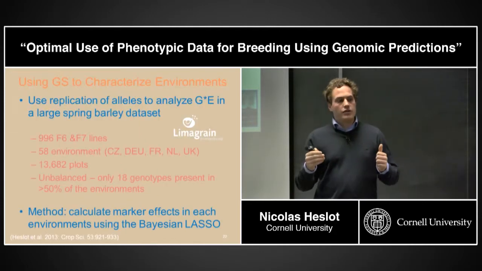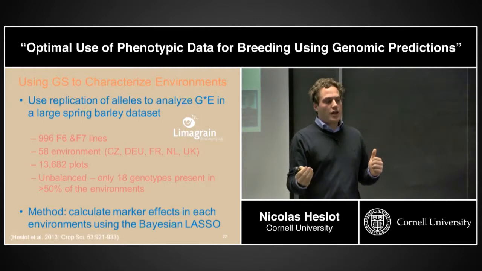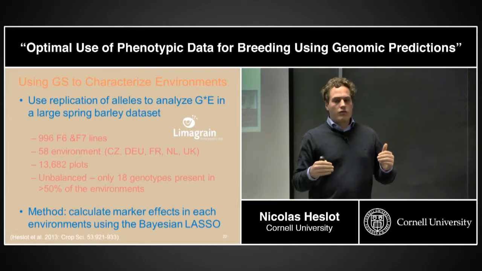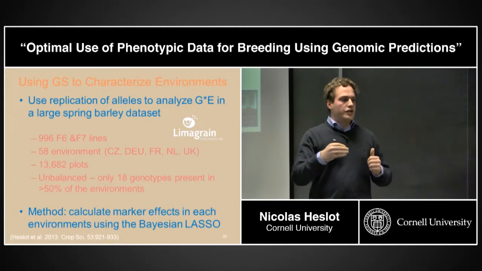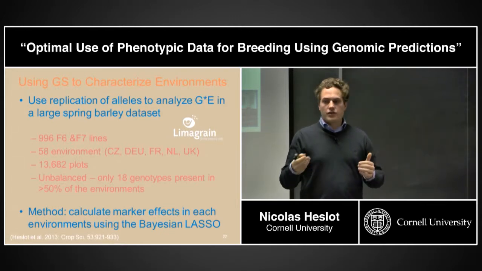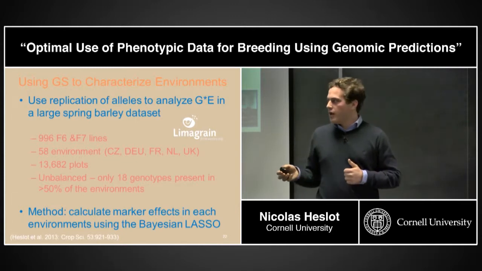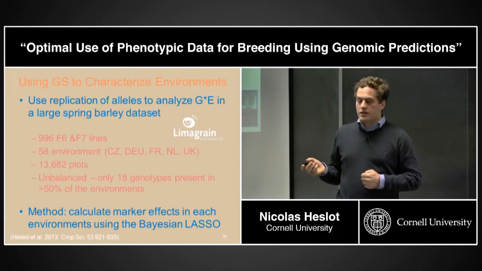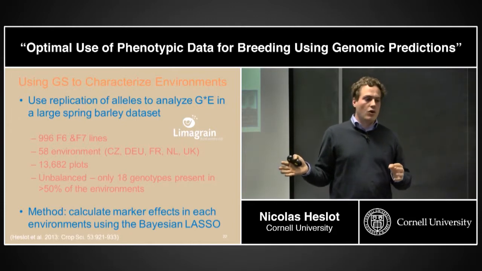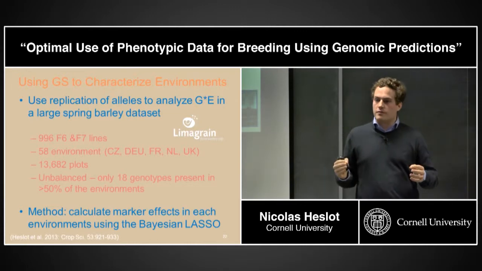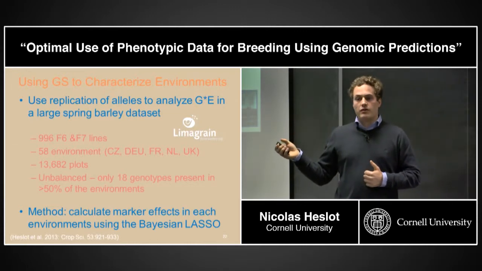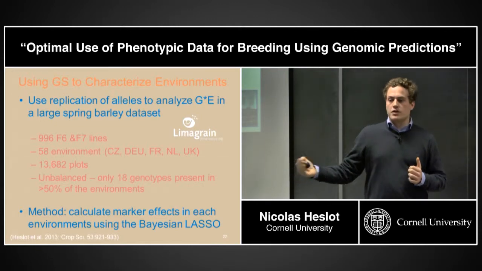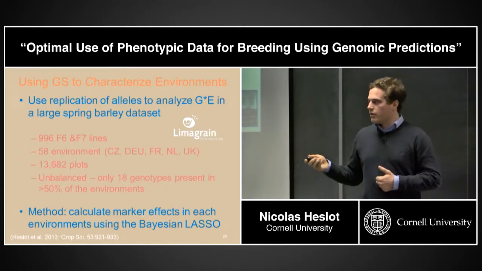At the same time, we can try to use GS to characterize environment, because we can use the replication of allele rather than the replication of genotype, which can help a lot analyze large unbalanced data sets similar to those that are generated by a typical breeding program. And we tested that using a large spring barley data set provided by Limagrain, about 1,000 inbred lines planted all over Western Europe, about 14,000 plots, and extremely unbalanced, with only about 18 genotypes present in more than 50% of the environments. So pretty typical of what you could get if you have access to a commercial breeding program.